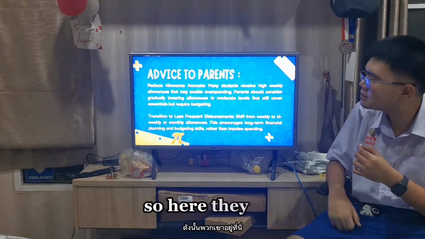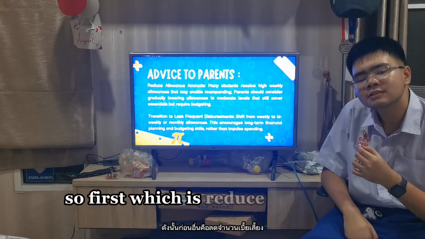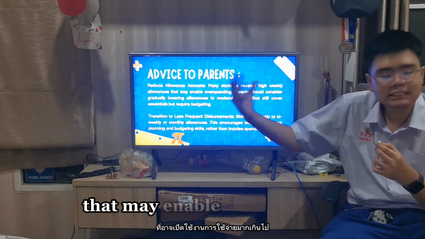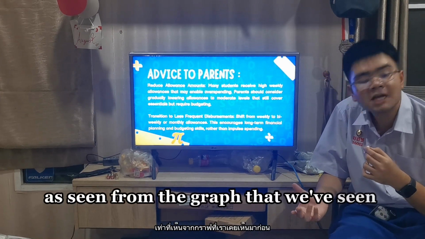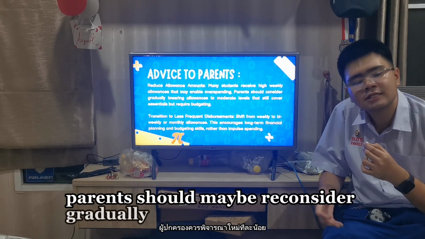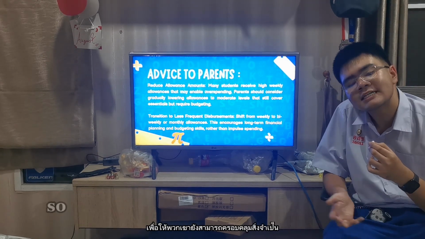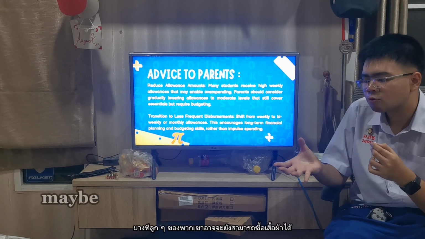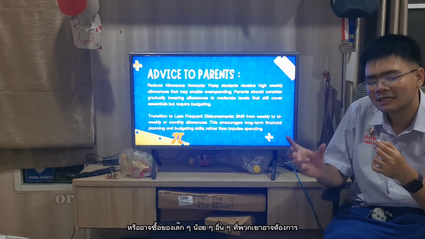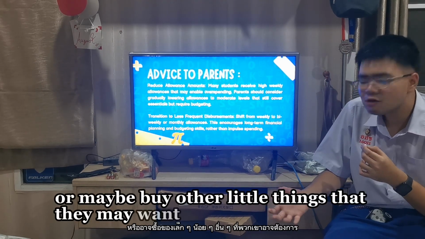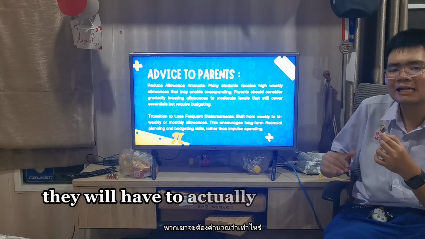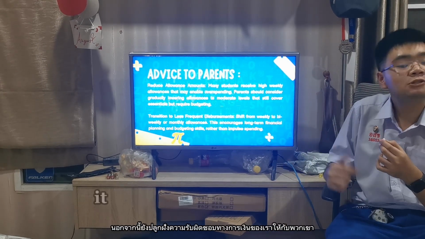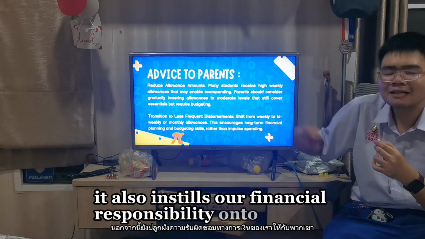So here they are. First, reduce allowance amounts. Since many students receive high weekly allowances that may enable overspending, as seen from the graph that we have seen before, parents should maybe reconsider gradually lowering their allowances to moderate levels so that they could still cover essentials, but would require budgeting. That means their children would still be able to buy clothes or other little things that they may want, but to do that they will have to actually calculate how much it is and how they are going to spend their money so that they could reach their goal. It also instills financial responsibility in them as a bonus.